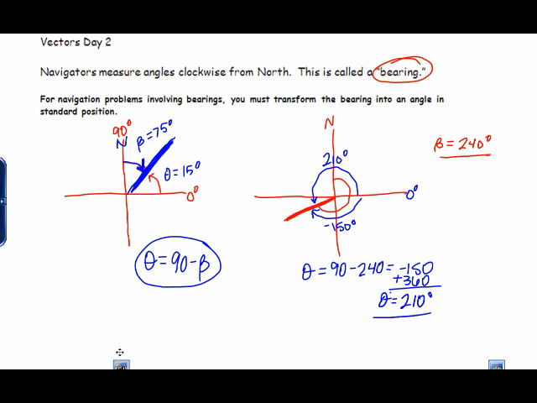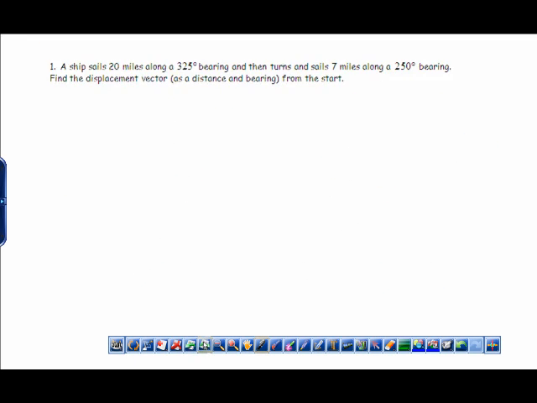Okay, now let's actually use this in a problem. Number 1 says, a ship sails 20 miles along a 325 degree bearing and then turns and sails 7 miles along a 250 degree bearing. Find the displacement vector as a distance and bearing from the start. So we're given a magnitude and a bearing, not a theta, but this would be a beta. So they don't get confused, theta and beta. We're given another magnitude and we're given another bearing.